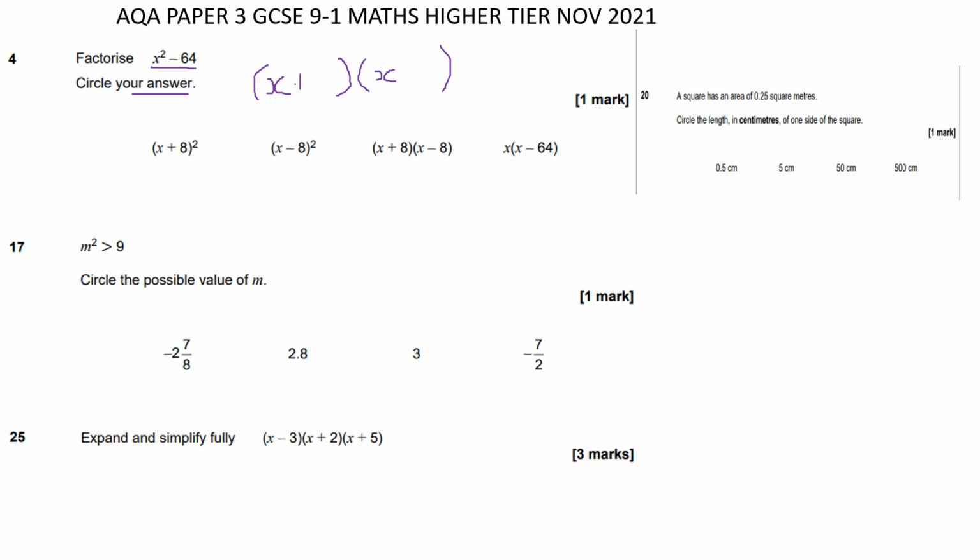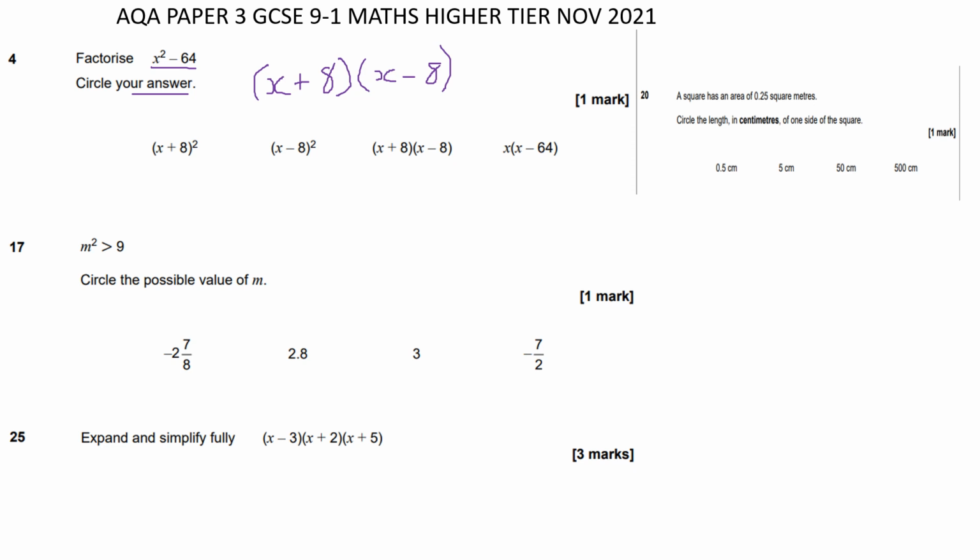The square root of 64 is 8, so it's going to be x plus 8 times x minus 8. Because if you expand that and simplify it, the linear term disappears, because I get plus 8x minus 8x, or minus 8x plus 8x.